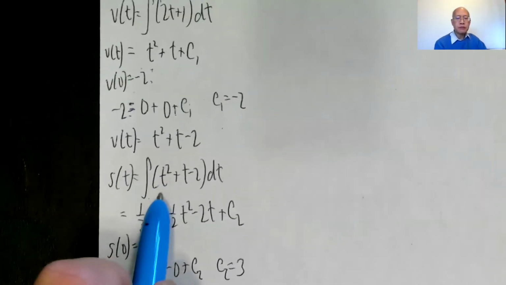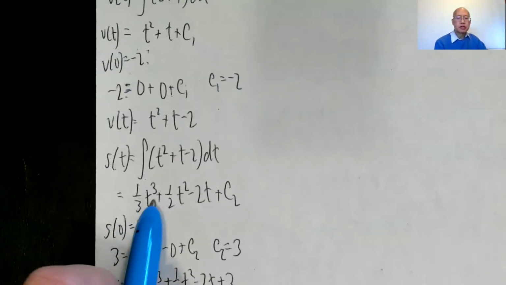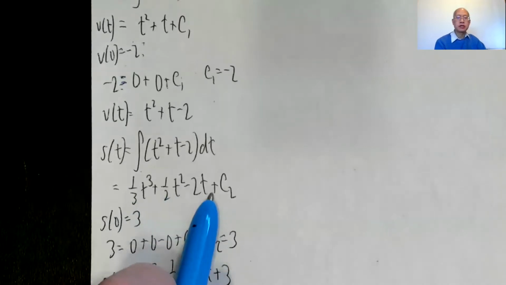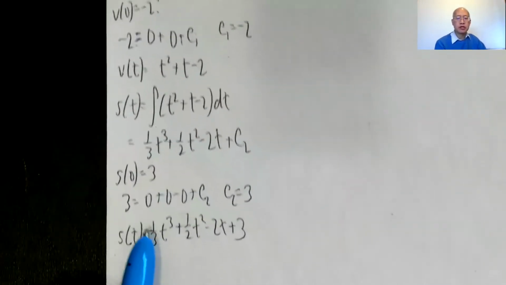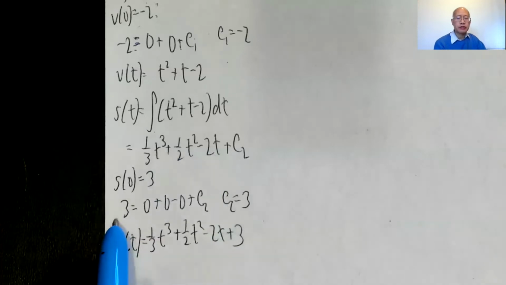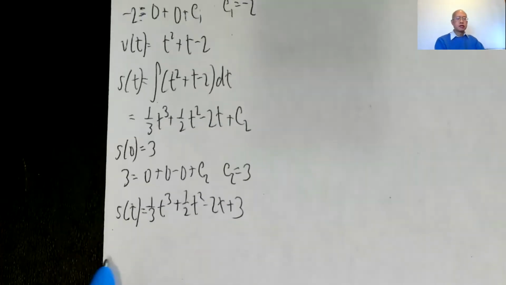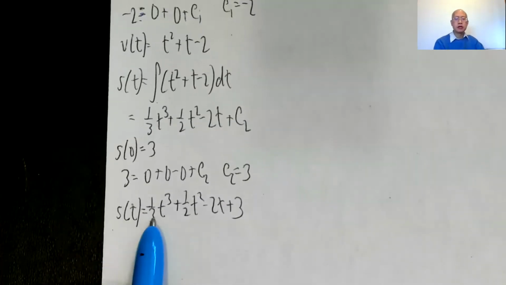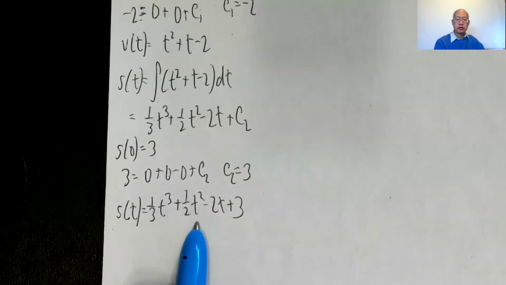Integrate again. 1/3 t cubed plus 1/2 t squared minus 2t plus c2. Now we're told that s of 0 is 3. So I plug in 0 and 0 and 0 here. The answer is 3. So c2 is 3. So final answer, s of t is 1/3 t cubed plus 1/2 t squared minus 2t plus 3.